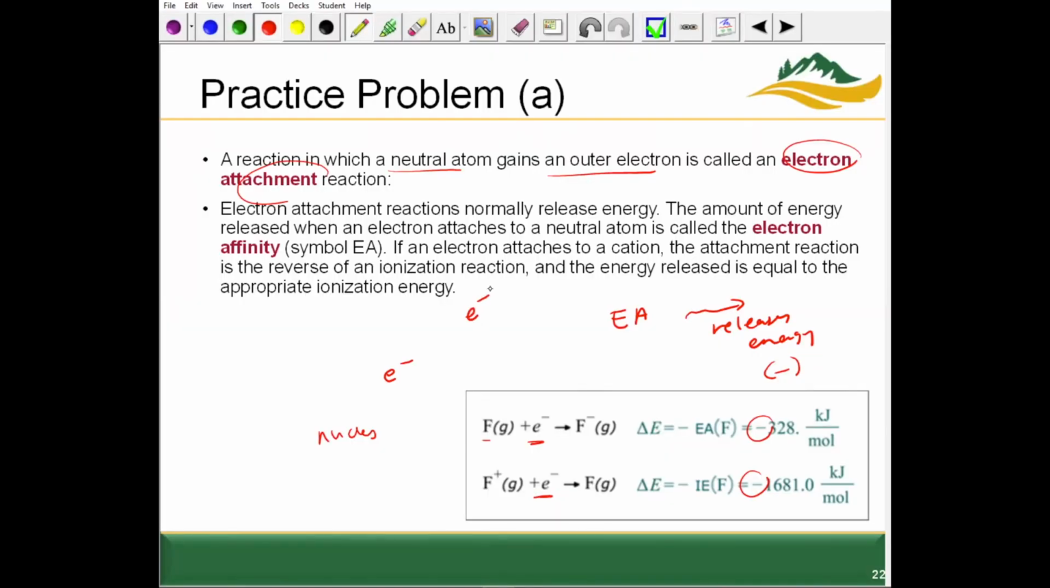So a free electron way out here is much less stable than an electron that comes closer to the nucleus. That's why we think of electron attachment as releasing energy. This electron is more stable the closer it gets to a positively charged nucleus. These opposite charges are stabilized, leading to a release of energy for electron attachment. The amount of energy that is released when electrons attach to a neutral atom is our electron affinity, or EA.